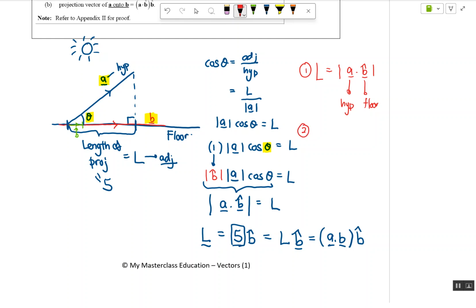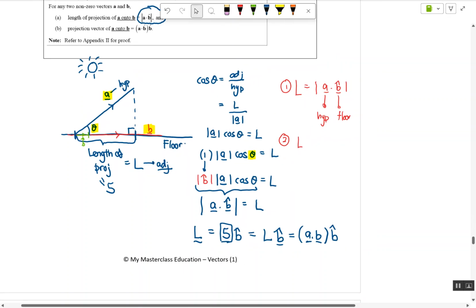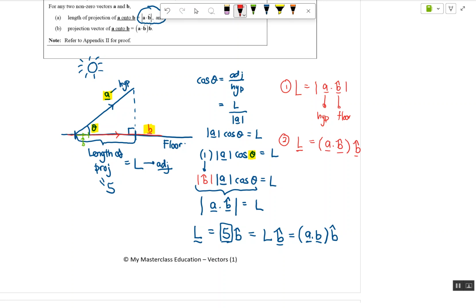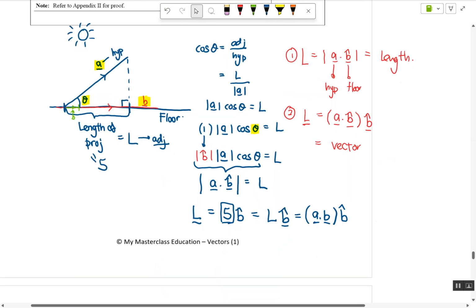Number two, if I want the position vector of the projection vector, I call this L. Vector L is equal to, I cannot take the modulus anymore, A dot B hat times a unit vector, and this is going to give me a vector. This first one is going to give me a length. It depends on what the question wants. If the question wants the length, you use this. If the question wants the vector, you use this. This is the way to understand it.